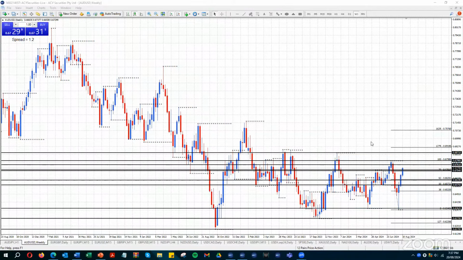And I actually thought we were going to break below here, but we didn't. So I could be bullish and thinking we're going to break above here, but it doesn't have to either. It could just remain in this range. Don't forget where the interest rate differential is. Even though the US are going to cut potentially, they are still way above the interest rate of Aussie.